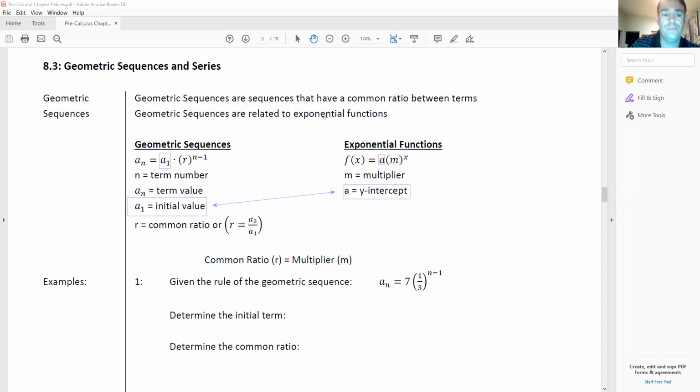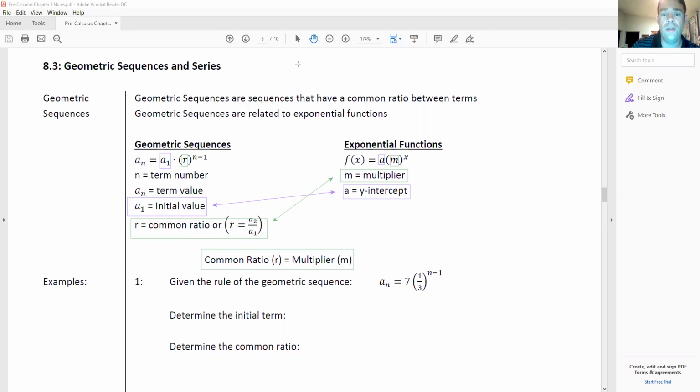They both have something that's in parentheses taken to an exponent. For a geometric sequence, we call that a common ratio. Well, in exponential functions, we call that a multiplier. So again, those will be related. Really, all we need to remember here is that the common ratio and the multiplier are essentially the exact same thing. There's nothing different about them.